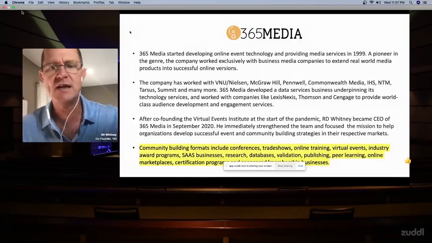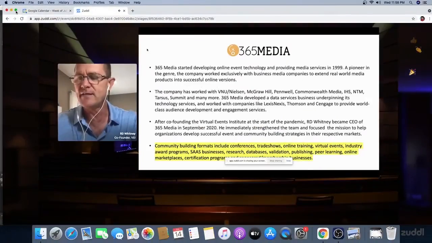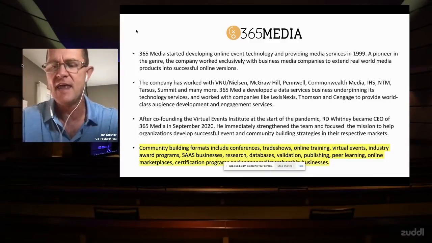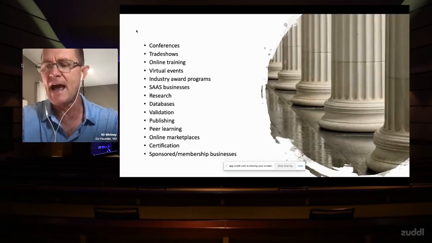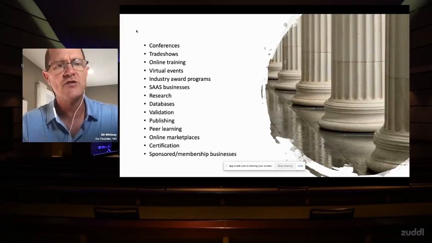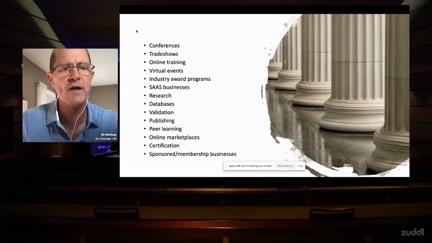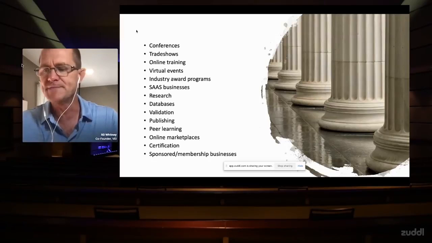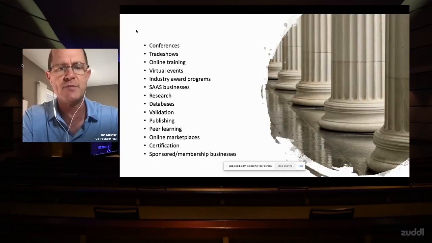And when I talk about community, I think about it as pillars. I think about it as these specific points of education or buyer-seller connection that you can put in a community. And I think it's helpful to literally think of them as pillars holding up the roof of your community. So that could be conferences, trade shows, online training, virtual events, industry award programs, SaaS businesses, research, database, validation, publishing, peer learning, online marketplaces, certification programs, or sponsored membership businesses.